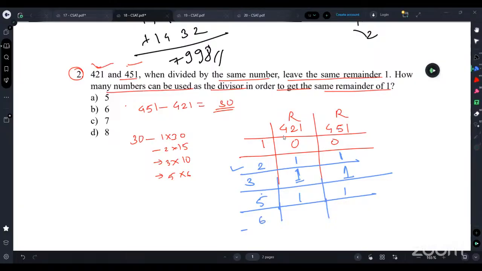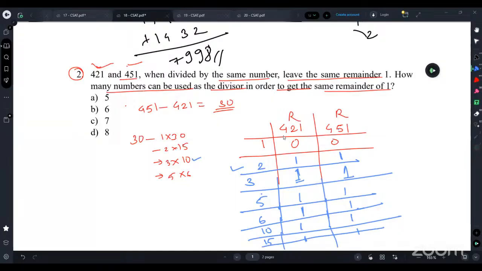Right. Now let's see with 6. 420 is divisible by 6 and 421 will give remainder 1. 450 is also divisible by 6 and 451 will give remainder of 1. Similarly, after 6, let's have 10. 10 will also give me remainder of 1 and here also remainder of 1. The second last one is 15. 15 will also give me remainder of 1 because 420 is divisible by this and 450 is also divisible by it. It will give me remainder of 1.